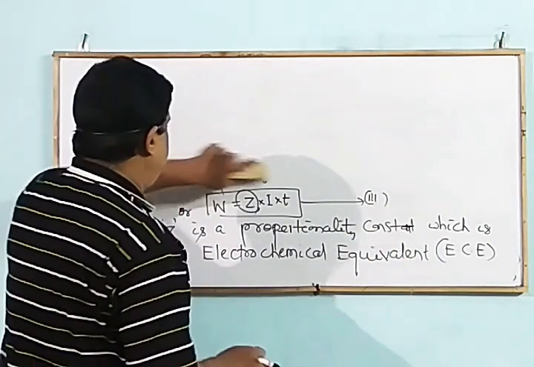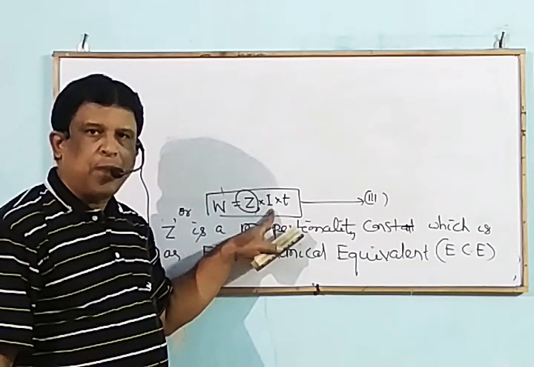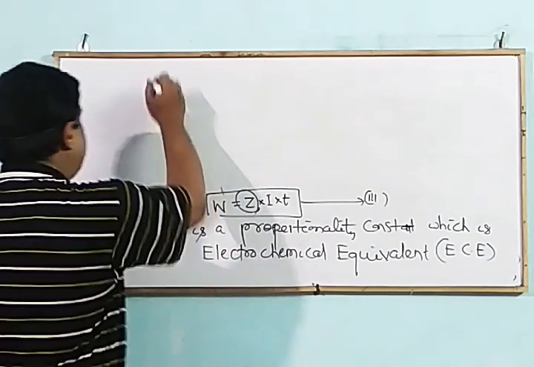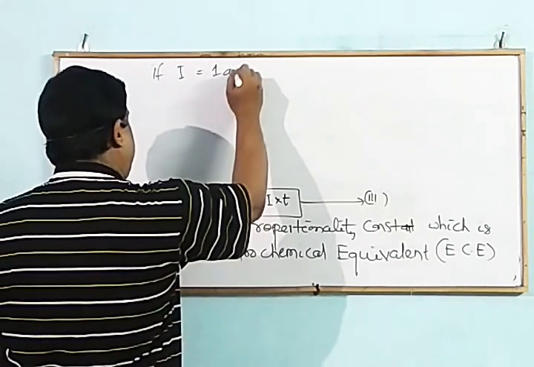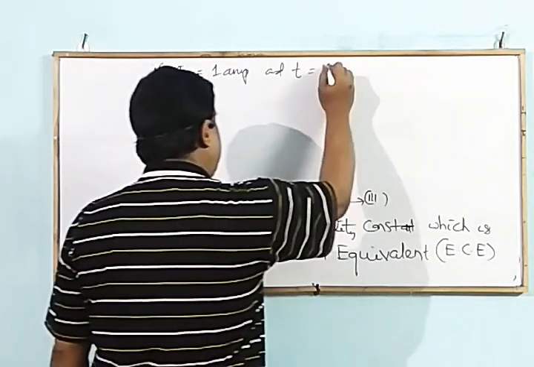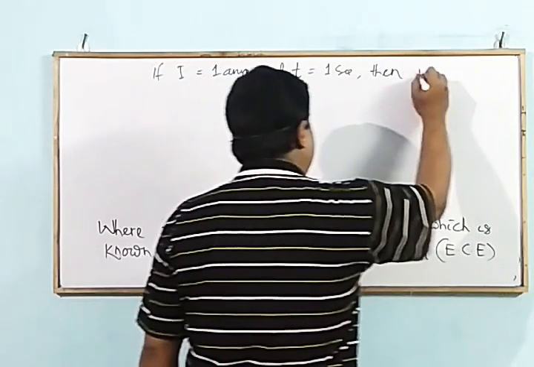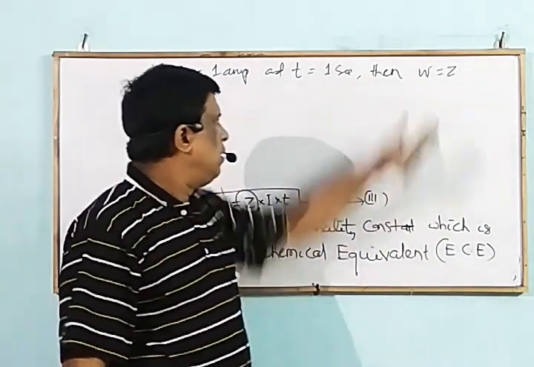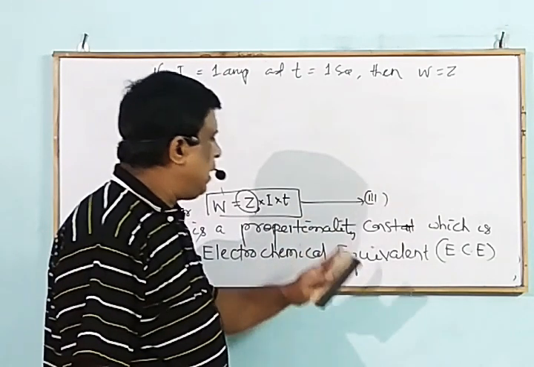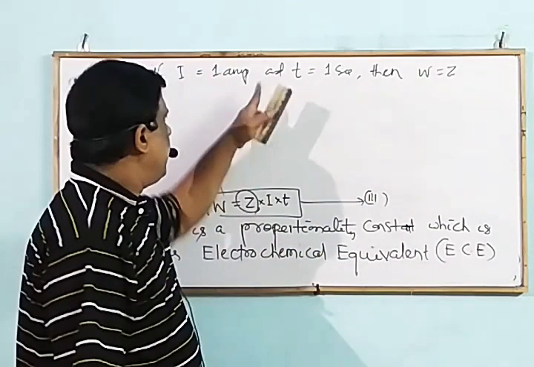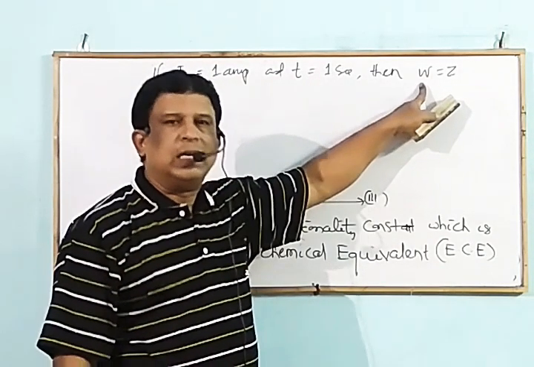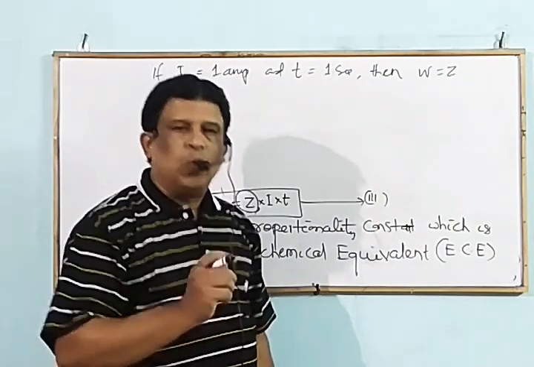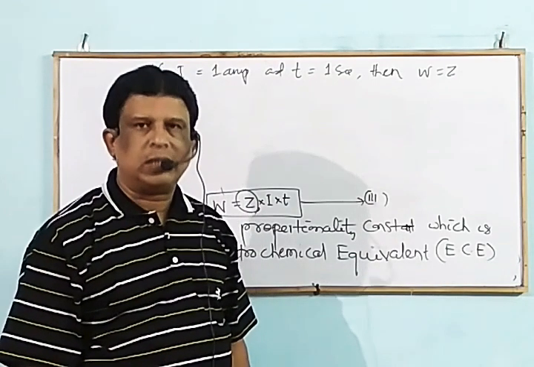So from this relationship, mark that if I is equal to 1 ampere, T is equal to 1 second, then W is equal to Z. So from this relation, one is able to define Z, that is, electrochemical equivalent of a substance is defined as the mass of substance deposited or liberated at their respective electrode during electrolysis when 1 ampere of current is passed for 1 second. Mark that.